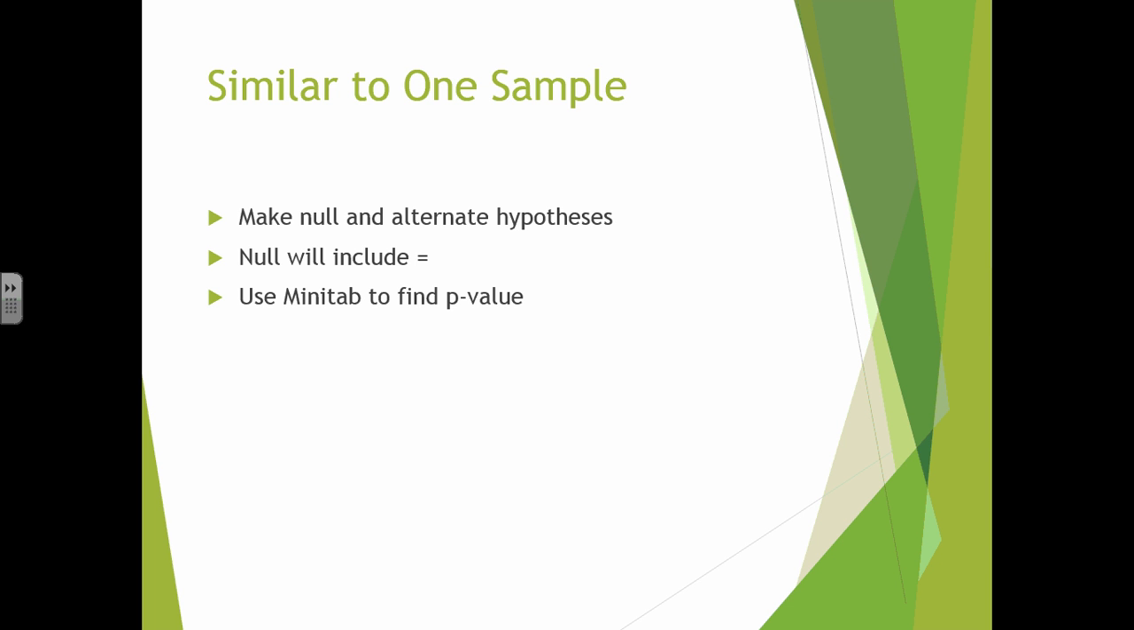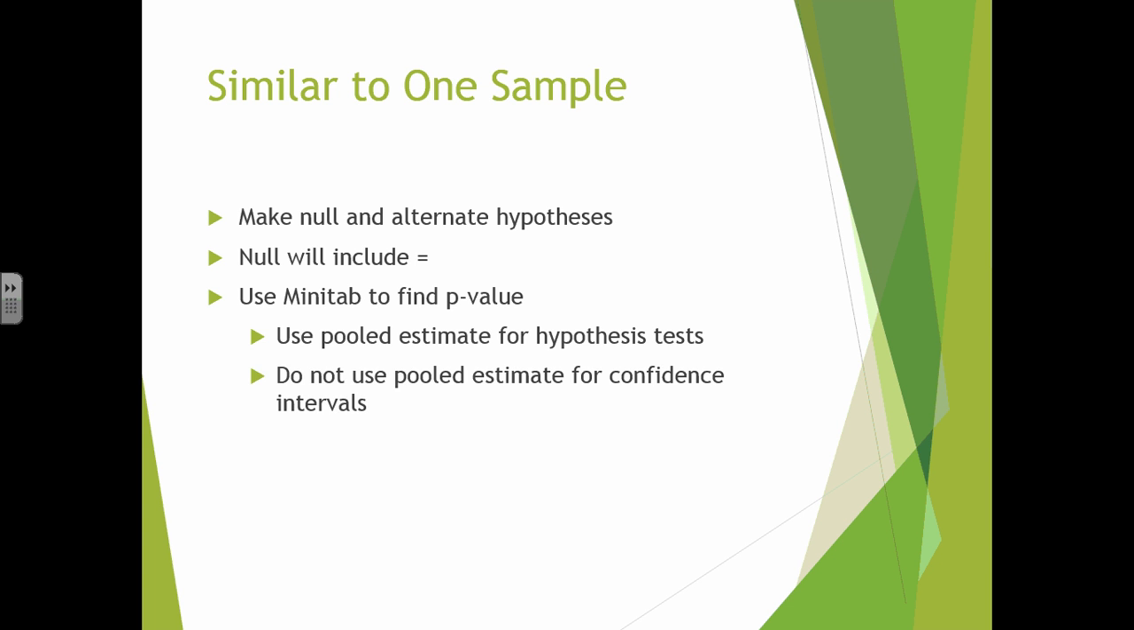We're going to use Minitab to find the p-values. And when we do hypothesis tests, we're going to use the pooled estimate. When we use confidence intervals, we do not use the pooled estimate. I'll show you in the Minitab lecture where you find that under options. And then we make a decision based on comparing alpha to the p-value, just like we did before. If p is less than or equal to the significance level alpha, then we reject the null hypothesis. If the p-value is greater than the significance level alpha, then we do not reject the null hypothesis.